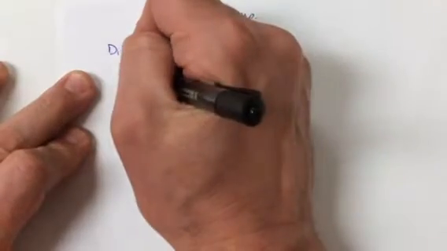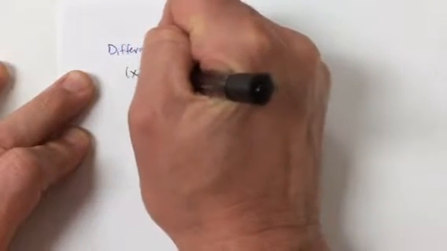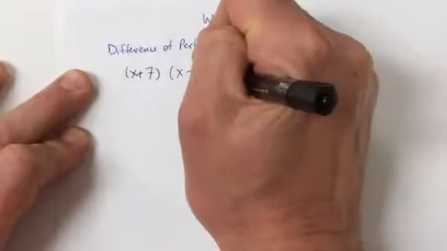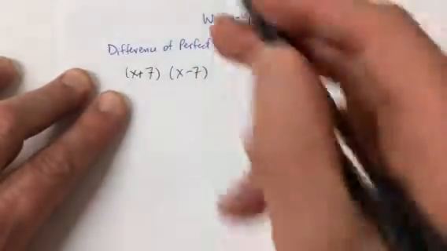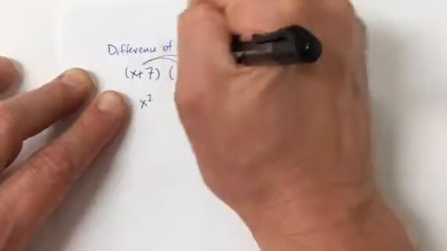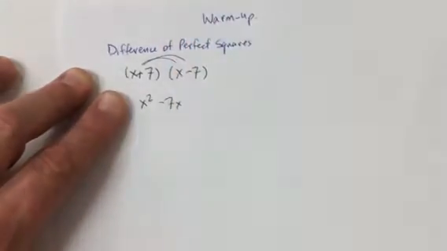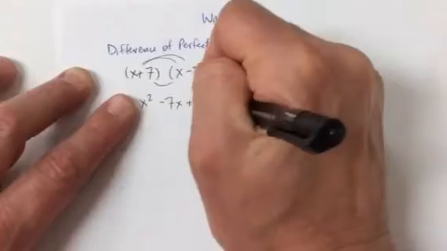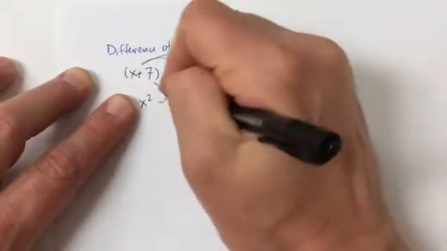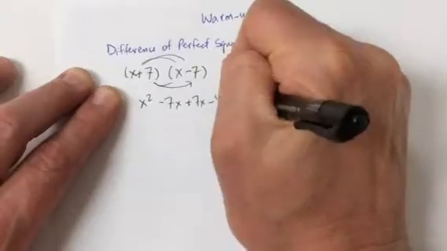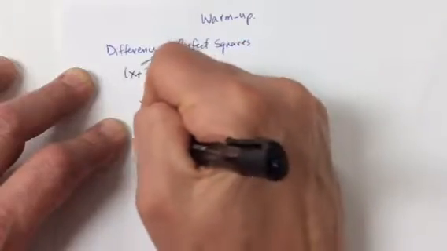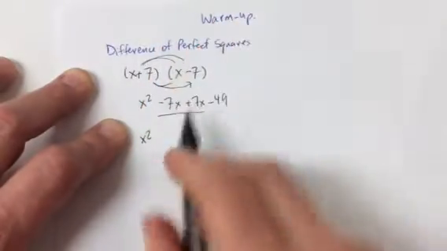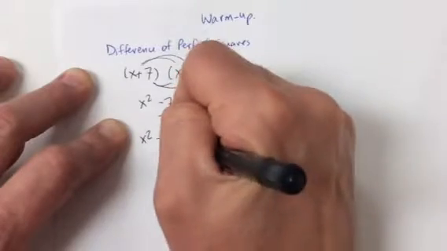This is something we're going to hit more a little bit later in the week. But basically, if I have something like x plus 7 times x minus 7, and I multiply this out using the distributive property, I end up with x times x, which is x squared, x times negative 7, which is negative 7x, 7 times x, which is plus 7x, and then 7 times negative 7, which is negative 49. Combine our like terms in the middle, and those zero out. So we end up with x squared minus 49.